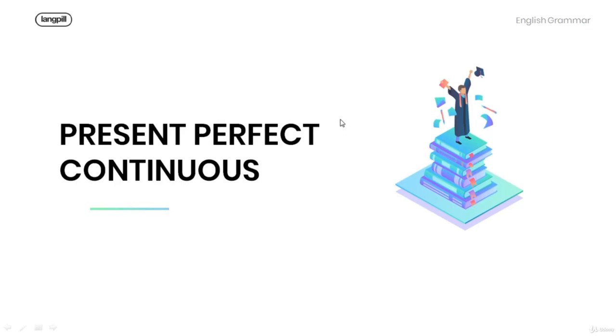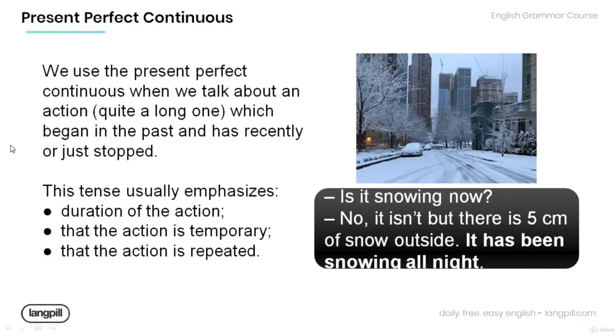Welcome to this tutorial. Today, we're going to talk about the present perfect continuous. Let's get started. Now, we use the present perfect continuous when we talk about an action, quite a long one, which began in the past and has recently or just stopped.